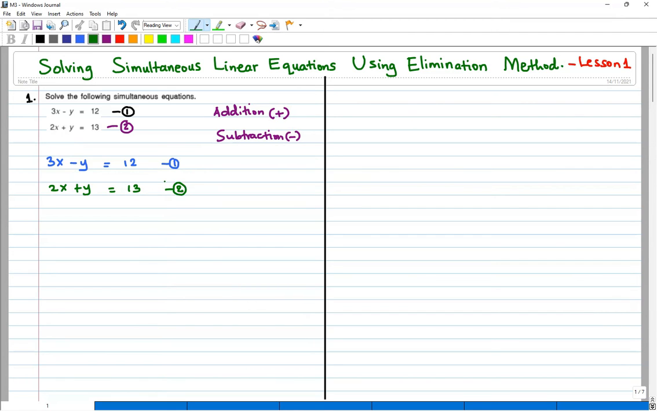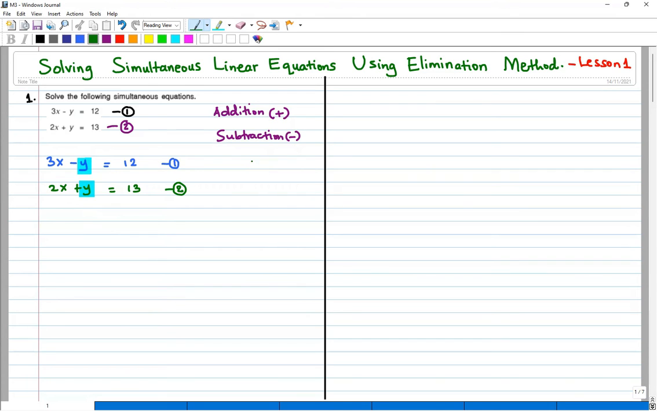Now, when you look at these two equations, you will see that it is actually easier to eliminate y because the coefficient of y in both equations is 1. So it is easier to take it away. But now, how will you take it away? Will you take it away using plus or will you take it away using minus?